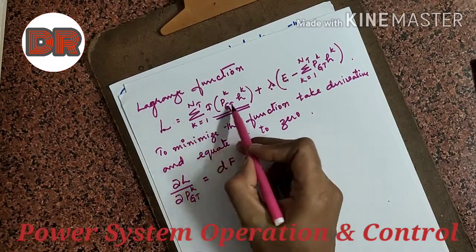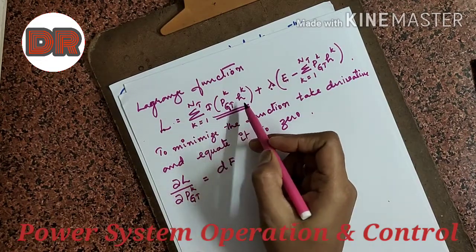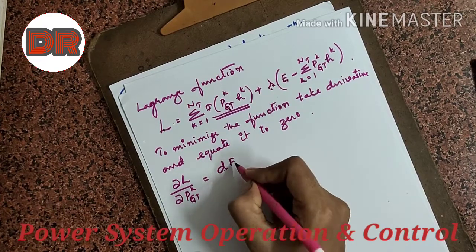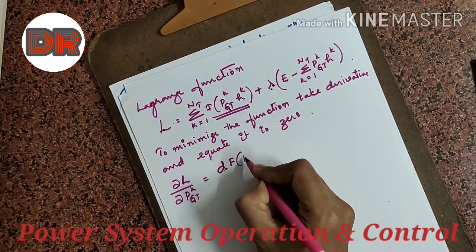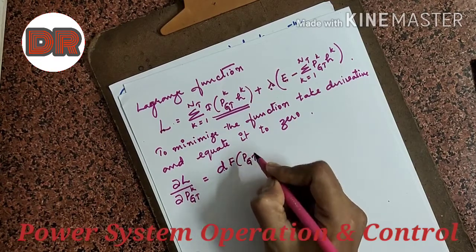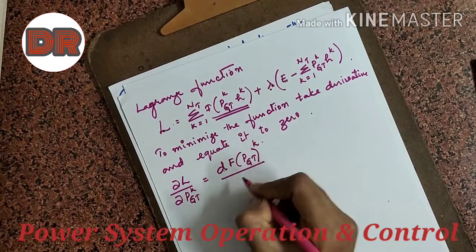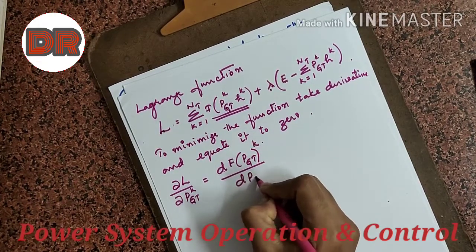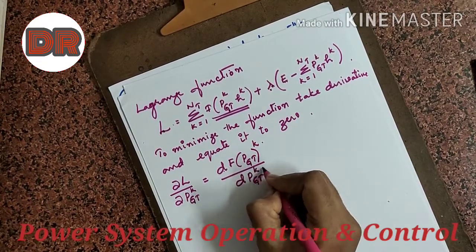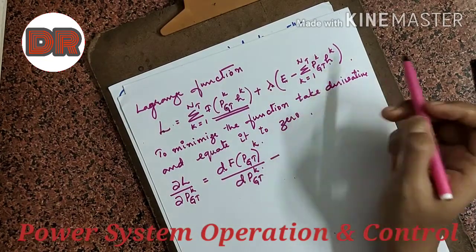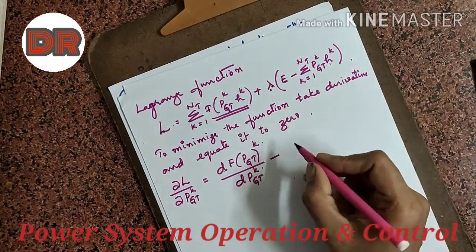Now for this, while taking the derivative of this, I am writing only this, that is the derivative. So the function of PGT k with respect to dPGT k, minus, and this is lambda.